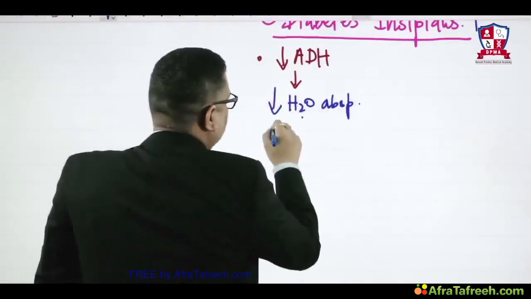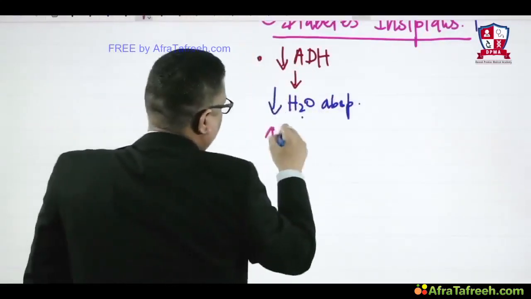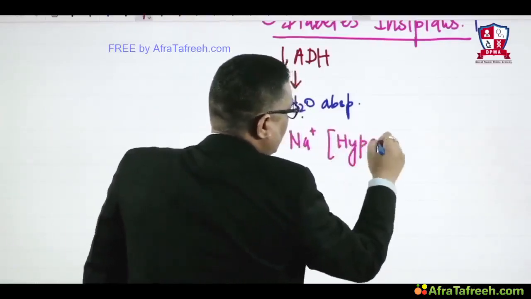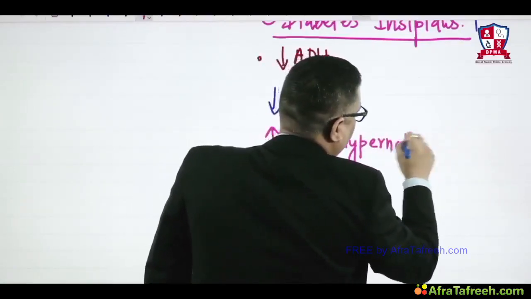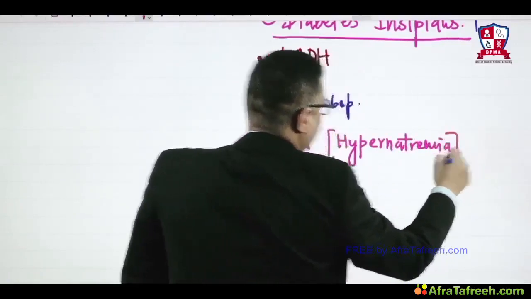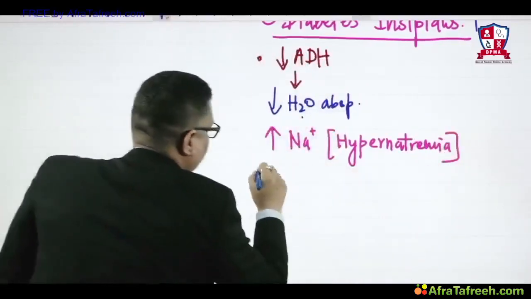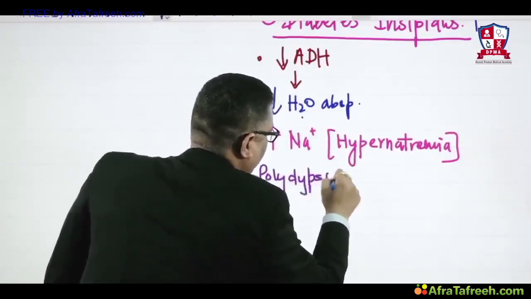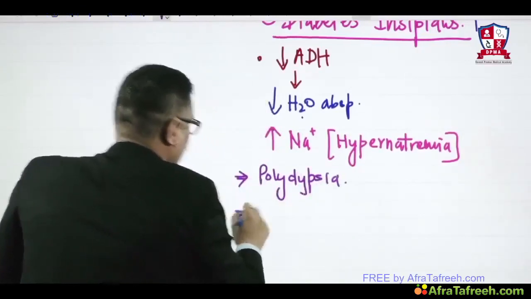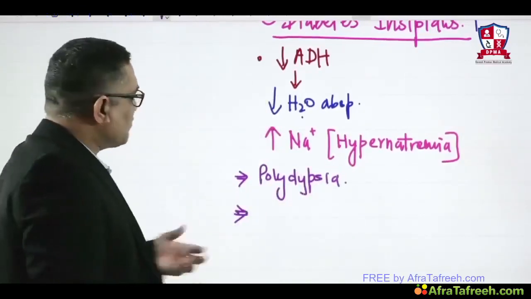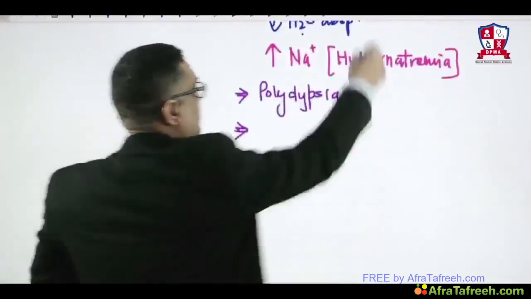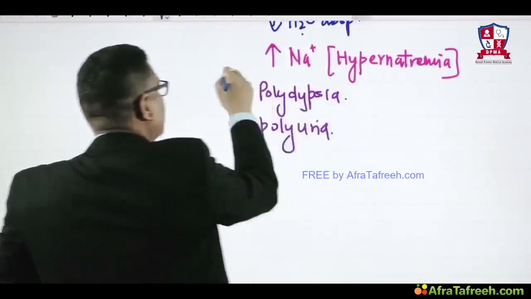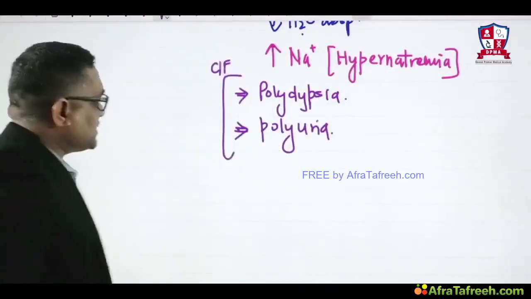Because of decreased water absorption, what will happen? There will be more sodium concentration, so there will be hypernatremia. This hypernatremia will be causing polydipsia and polyuria. So this patient will be presenting with polydipsia. They will be having more thirst, more water intake, and because of more water intake, they will be having more urination. So polydipsia and polyuria will be the basic presentation of diabetes insipidus, right?